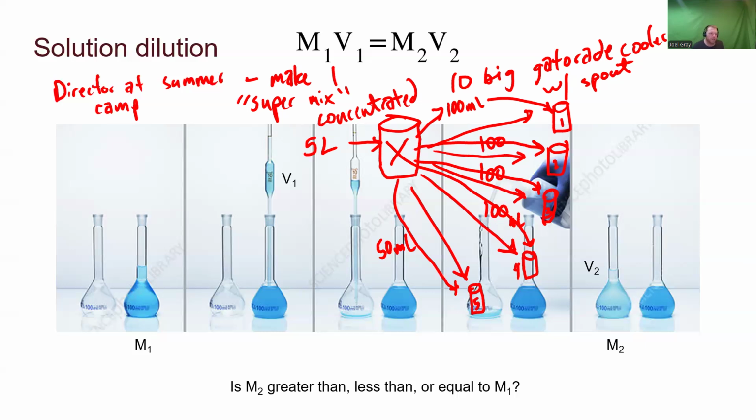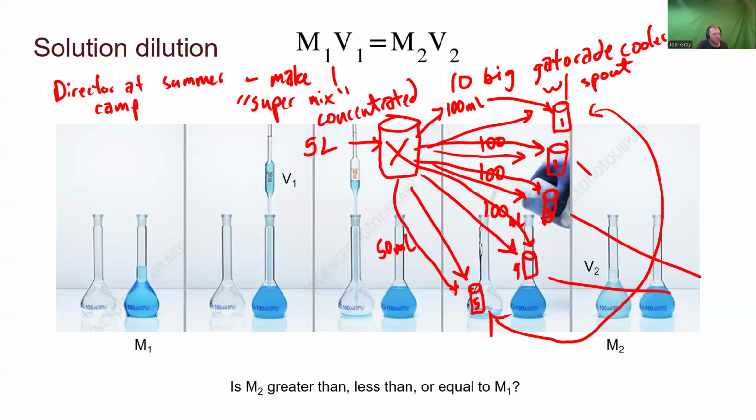If you follow that, then you'd agree that they should all taste the exact same, because all that has been added is something from that super concentrated mix. Now, what's going to happen though is someone else is going to come along and to each one of these, they're going to add 900 milliliters of H2O.